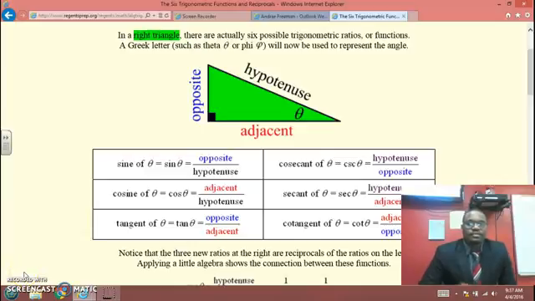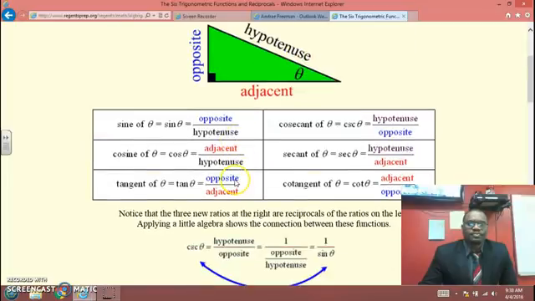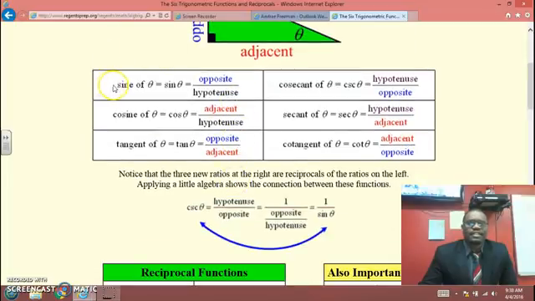Okay guys, what you see here is probably good information to write down. We'll go over again what we talked about in class. It says in the right triangle there are actually 6 possible trig ratios or functions. A Greek letter such as theta or phi is used to represent an angle. Here we have the sine, which is really S-I-N-E, but we write S-I-N, the 3-letter representations.